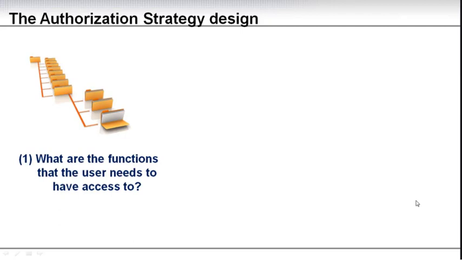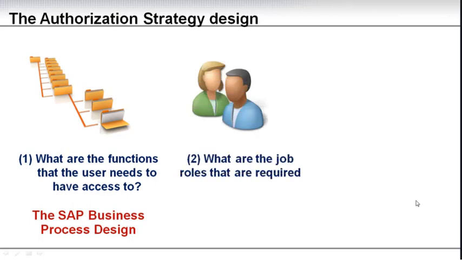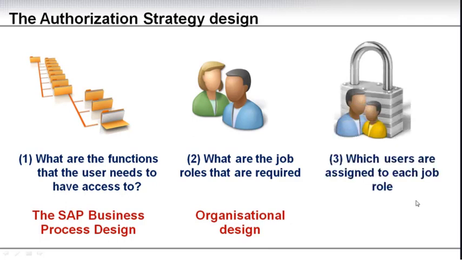There are several elements that need to be included in your authorization strategy. First is to determine what functions the users need to have access to, and this is materialized in the SAP business process design deliverable. Secondly, you need to look at what job roles are required, and this is materialized in the organizational design deliverable. Then you need to look at which users are assigned, or are to be assigned, to each role, and what access is assigned to each job role, which you now have the users assigned to.